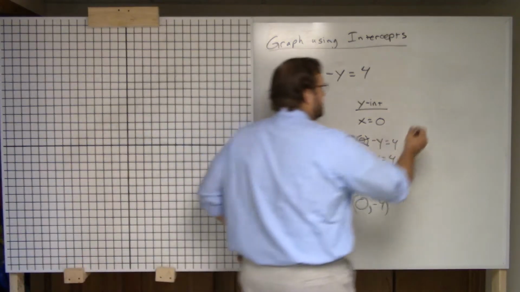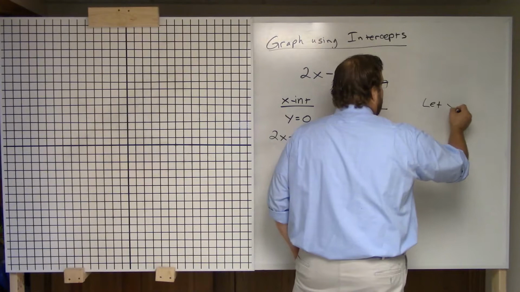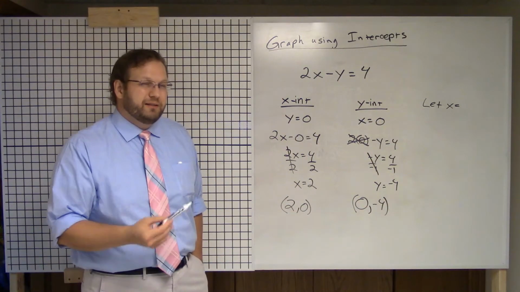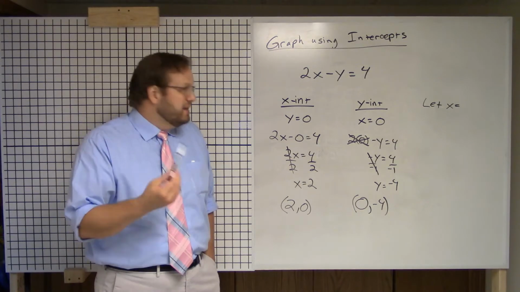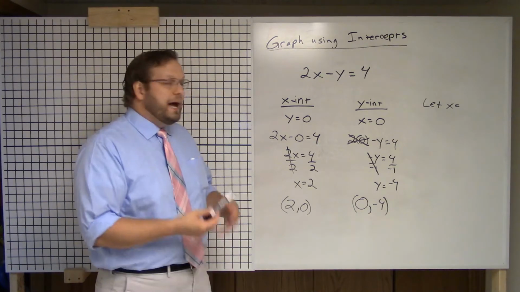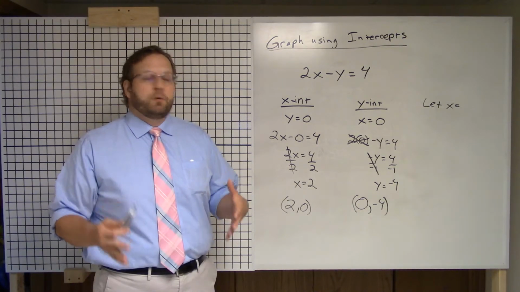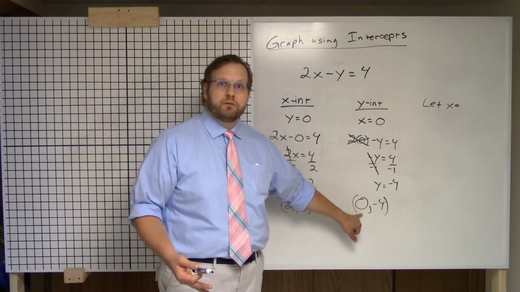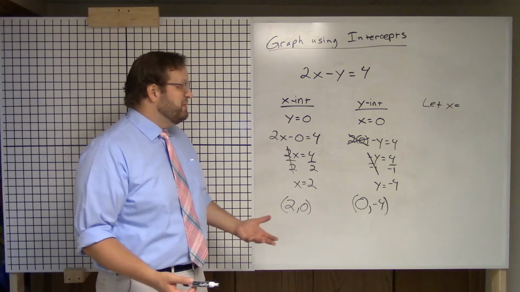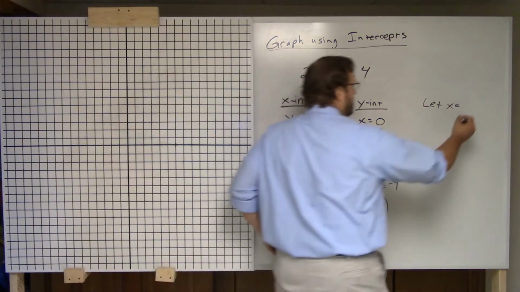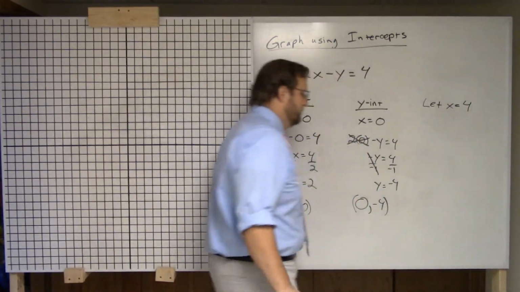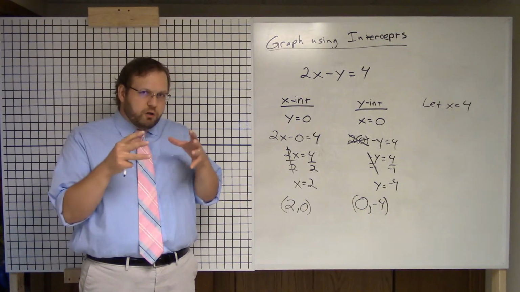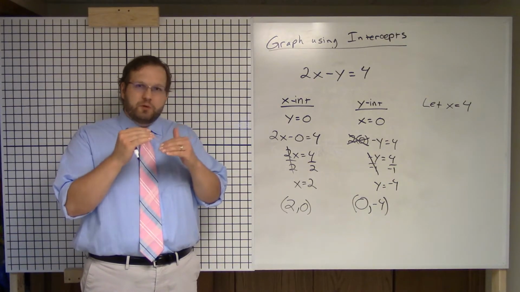So I am going to go back and say let x equal. You can put something in for y if you want, but just to keep it consistent, let's stick with the x. Okay, I'm going to let x equal whatever I want, just not 2 and not 0, because I already have those. Let's go out to maybe 4. Try to space it out a little bit, because if you keep them all close together, even if they're off, you may not see it.